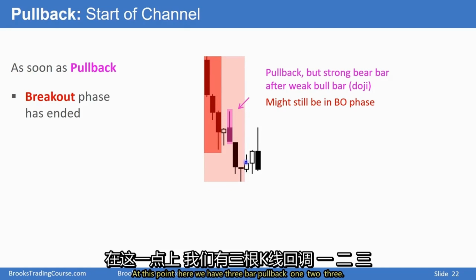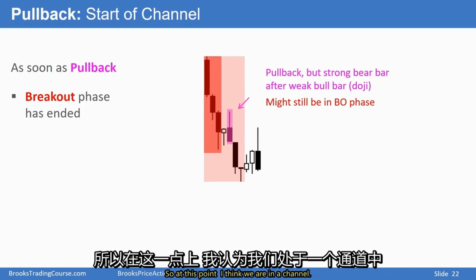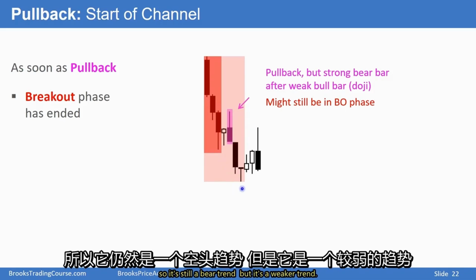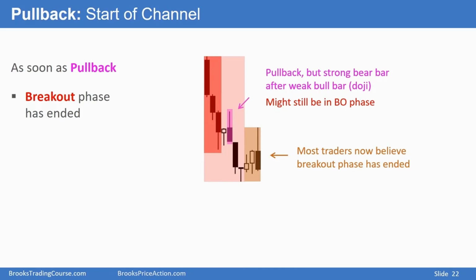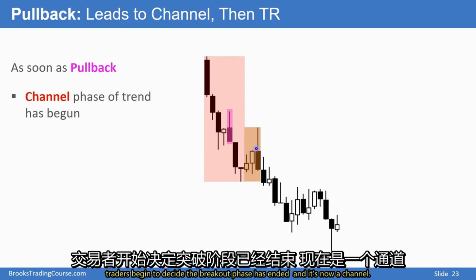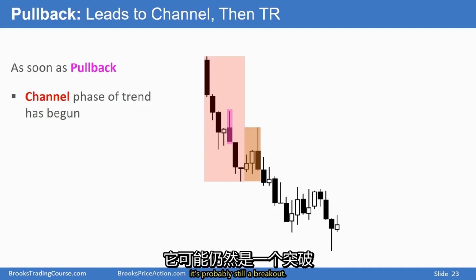At this point, here we have a 3 bar pullback, 1, 2, 3. We have 2 bull bars, and it's following fairly closely after this pullback. So at this point, I think we are in a channel. We still have lower highs and lower lows, so it's still a bear trend, but it's a weaker trend. Now it's a channel. As soon as you get a pullback, either here or here, traders begin to decide the breakout phase has ended and it's now a channel. If the channel is tight like this, all the pullbacks lasting 1 bar, sometimes 2 or 3 bars, then it's better only to be shorting. And on a higher time frame chart, it's probably still a breakout.